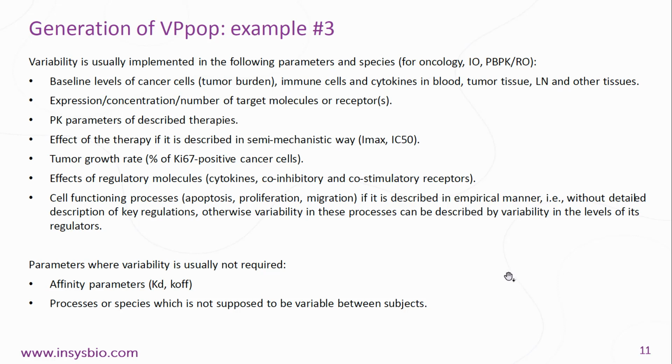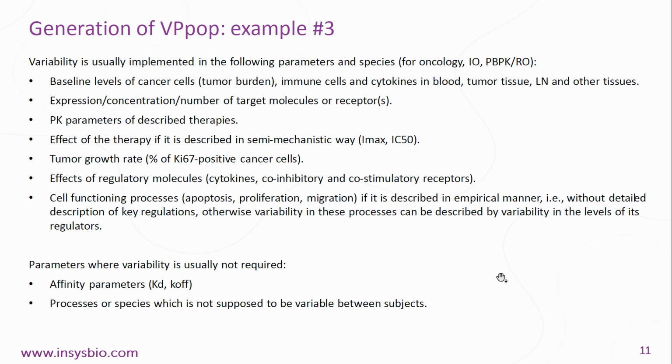And of course, there are some parameters where variability is usually not required. These can be the affinity parameters like dissociation constant and KF value. Also, it can be some processes or species where we do not have enough data and which are not so important for the model prediction.